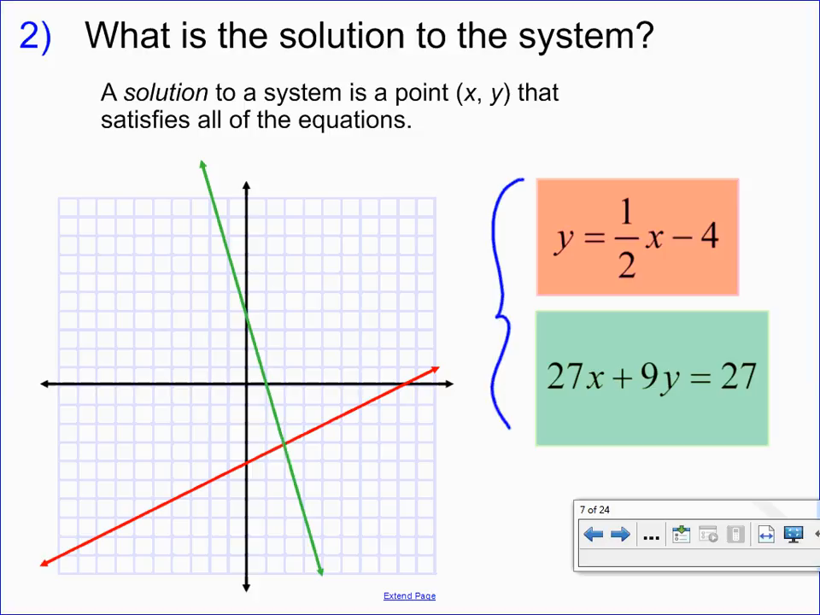If the red line is the collection of all points x comma y that satisfy the first red equation, and the green line is the collection of all ordered pairs x comma y that satisfy the second equation, is there a point that satisfies both equations? Zoe? What do you think it is?